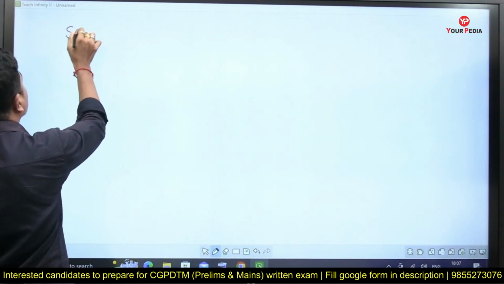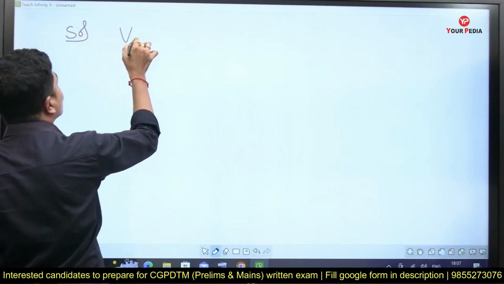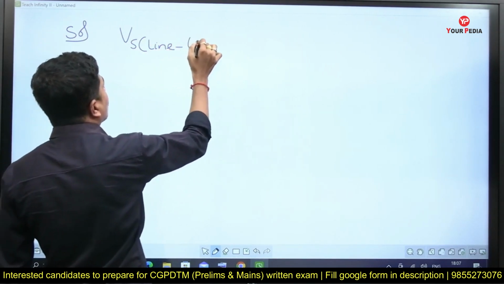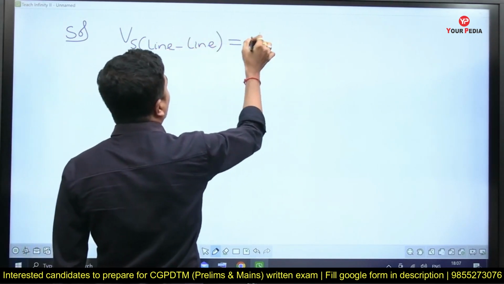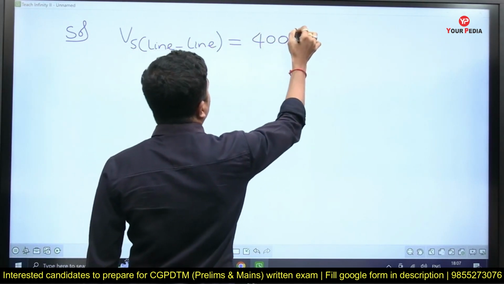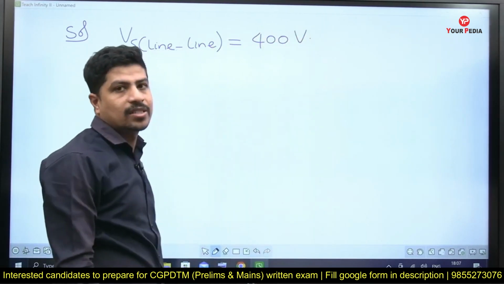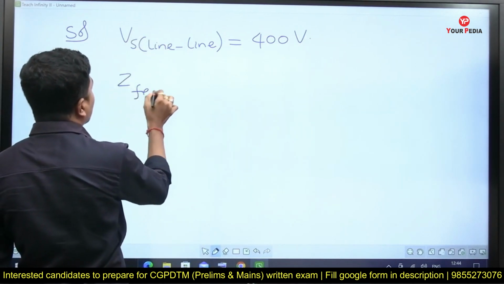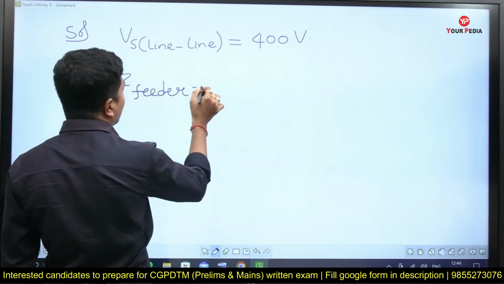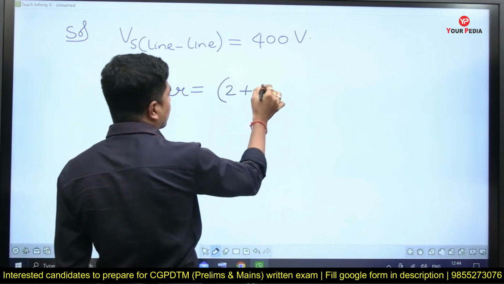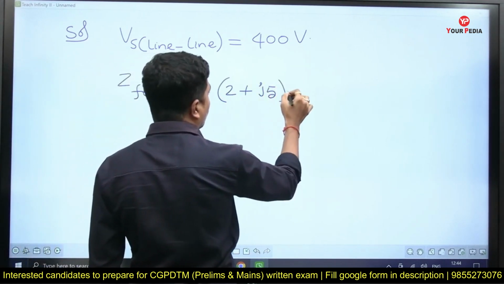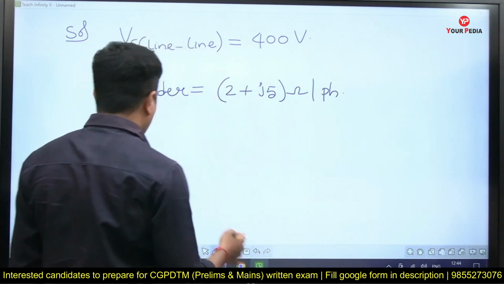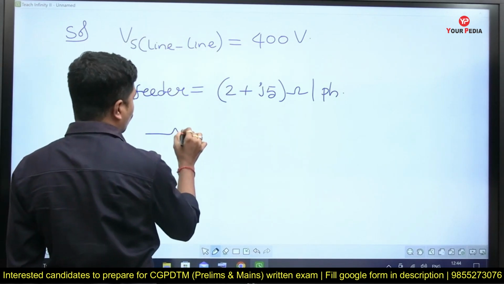Solution. V source, line to line, is equal to 400 volts. That is the source voltage. Now Z of feeder, the impedance of the feeder, is given as 2 plus J5 ohm per phase. Yes, I am drawing the diagram again. I told you to redraw.